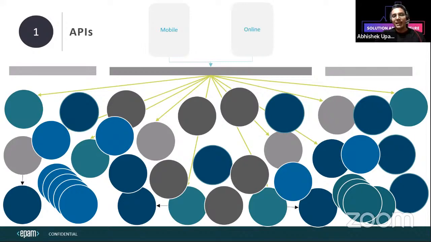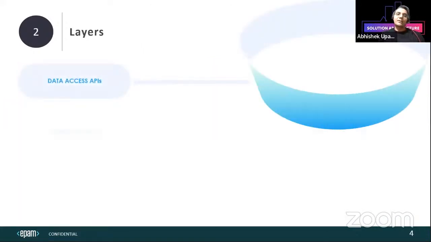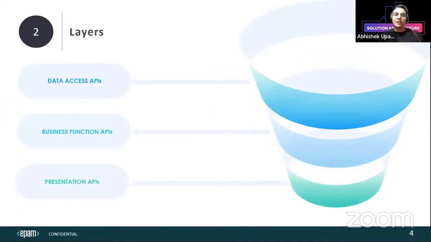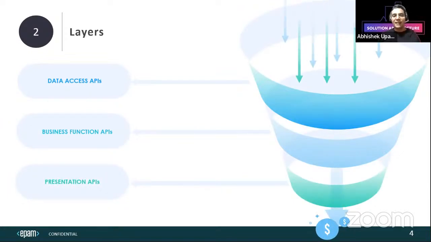And indeed, we can think: can we categorize the APIs into different layers? This is one example of how I have categorized the APIs. I can assume that there are some APIs which are data access APIs, which perform data CRUD operations, basically create, read, update, and delete operations.